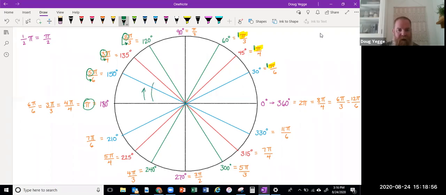I'm taking away 1/4 from pi. I'm taking away 1/3 from pi. So if I take away 1/6 from 6/6, I'm left with 5/6, and so on.